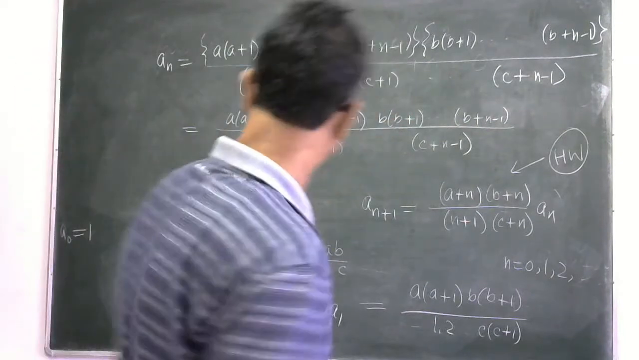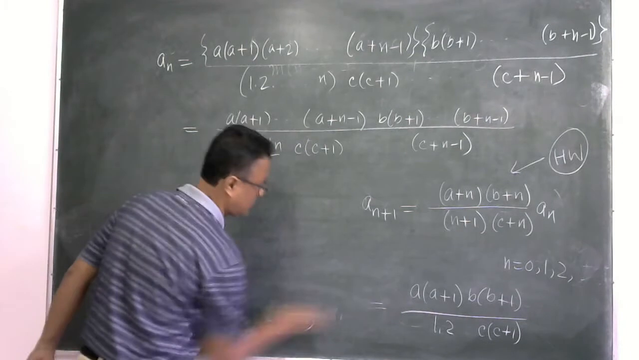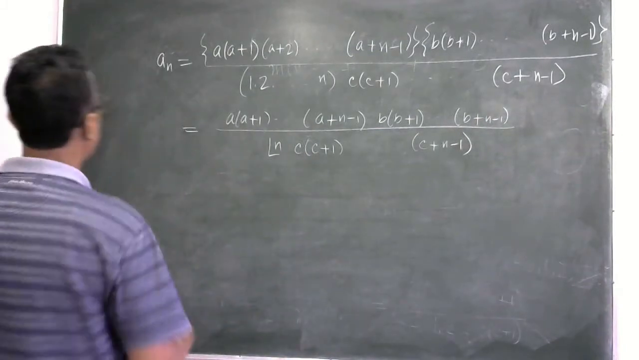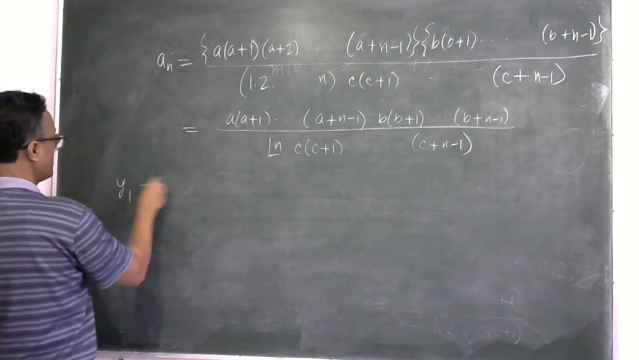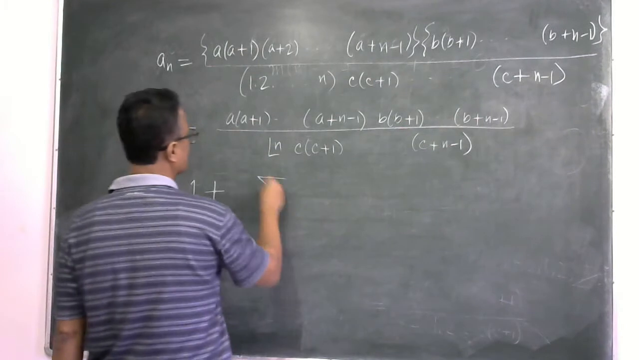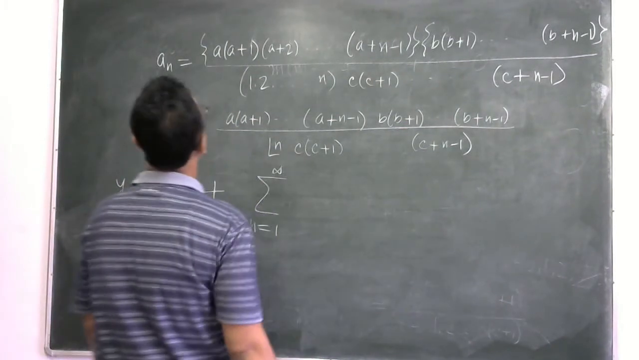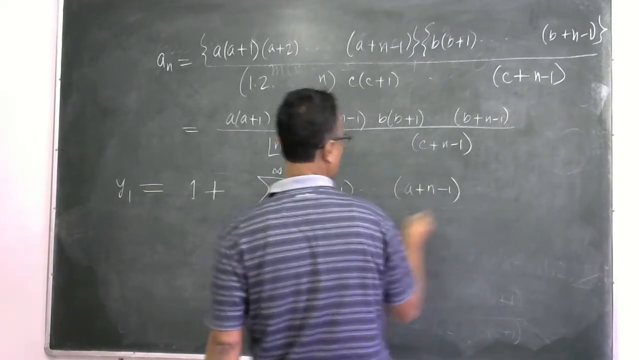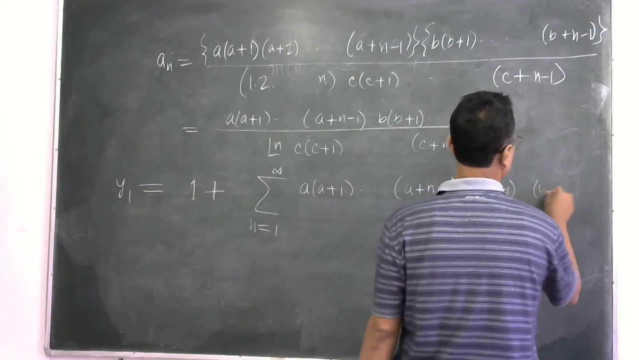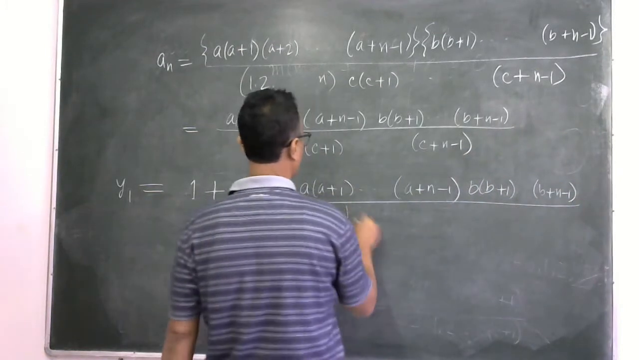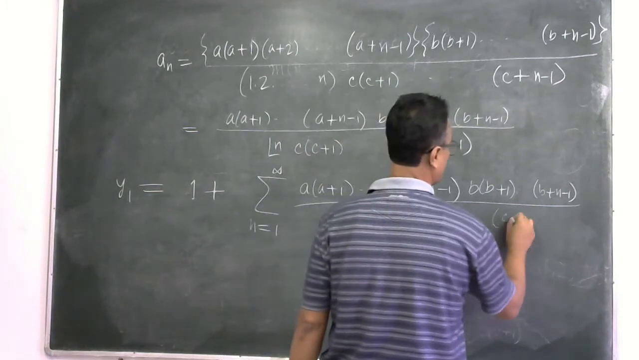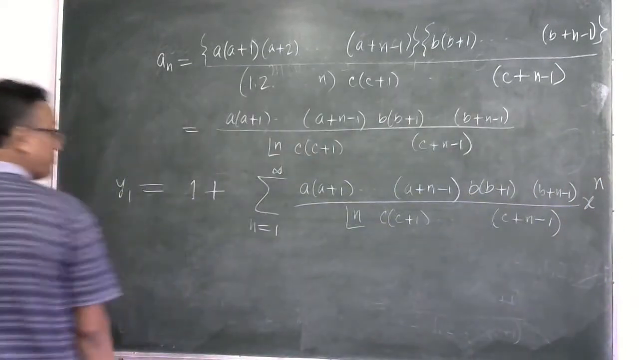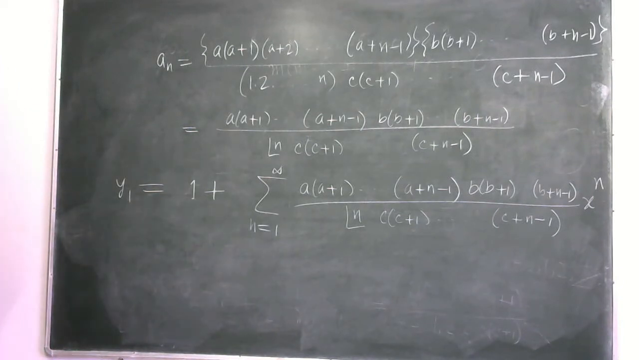Okay. So my y1 is simply going to be y1 equal to 1 plus the sum from n equal to 1 to infinity of this coefficient over factorial n times x to the power n. Okay, so this is my first solution. This is my first series.